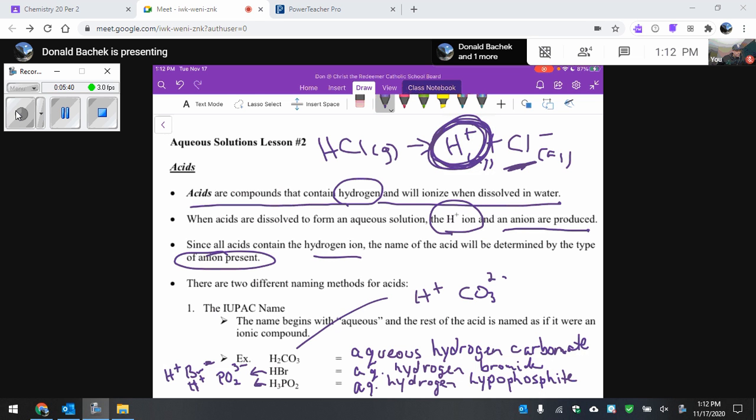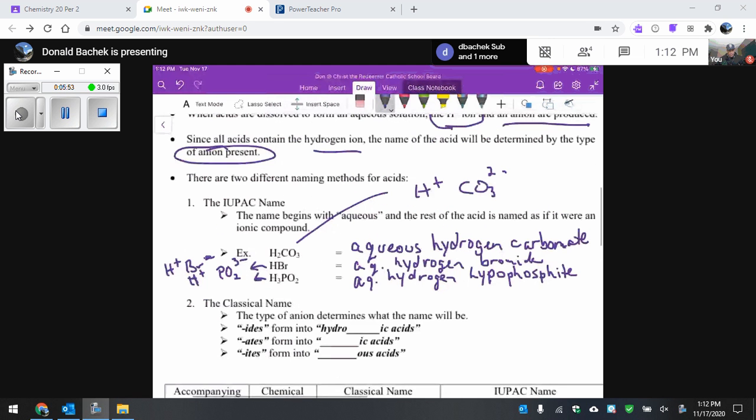Okay. Now, that's one of the ways to name acids. It's called IUPAC. The second way is something called the classical name. And the classical name says the type of anion determines what the name is going to be.